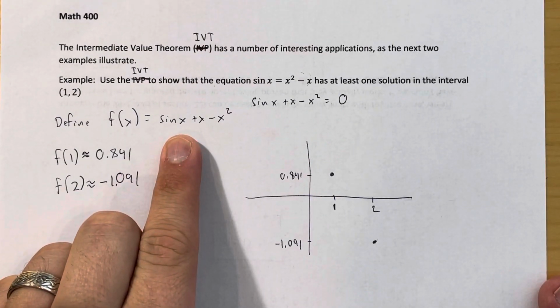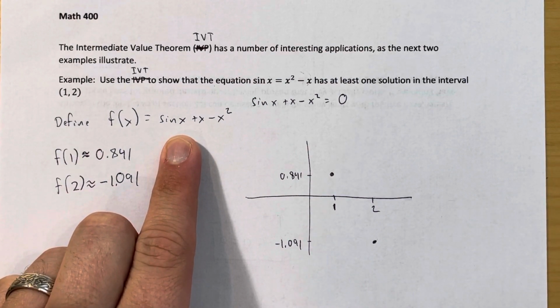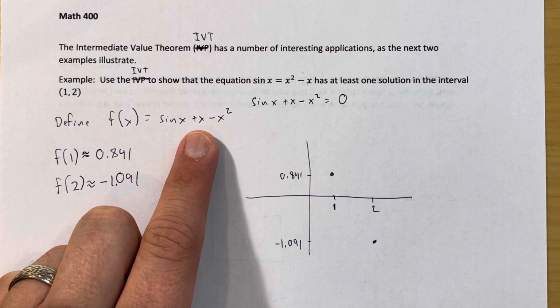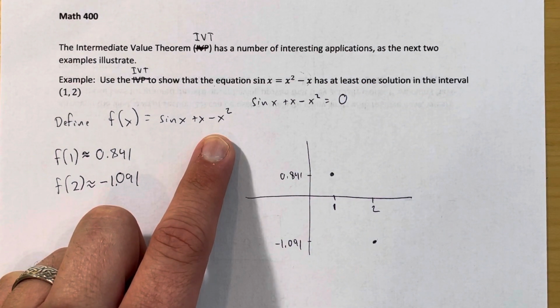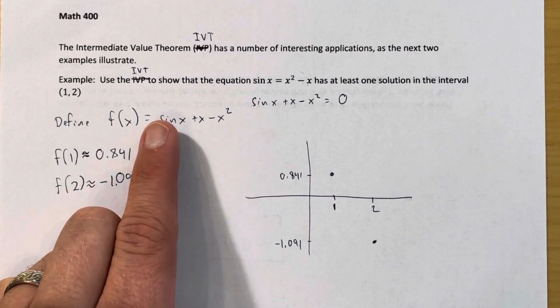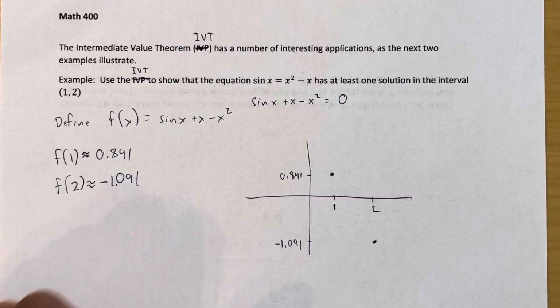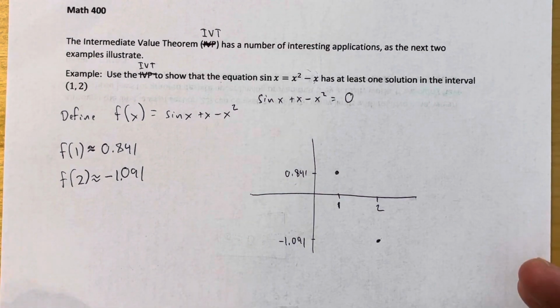Sine of x is a continuous function. It's continuous everywhere, right? Because it's trigonometric and it's defined everywhere. X minus x squared is a quadratic function. It's a polynomial. We know that those are continuous everywhere. And so according to those theorems that we've talked about, the sum of those two functions is guaranteed to be continuous everywhere. F of x is a continuous function. And notice continuity is one of the conditions that shows up in the intermediate value theorem.